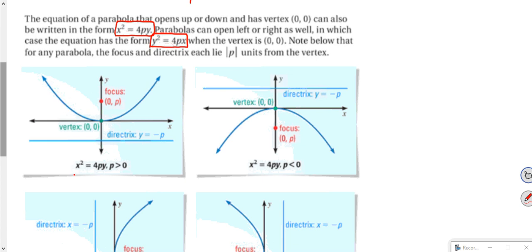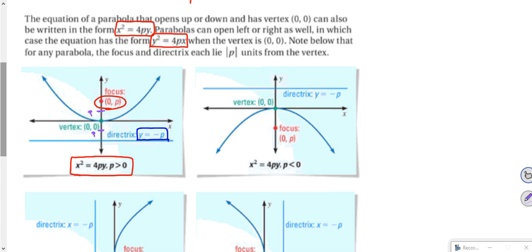So once again, this is a picture of your basic parabola. You've got x squared equals 4py, where p is greater than 0. Notice the coordinates of your focus are (0, p). Your directrix equation is y equals negative p. Your vertex is at (0, 0). Remember, this distance is congruent to this one. They're p away from each other.